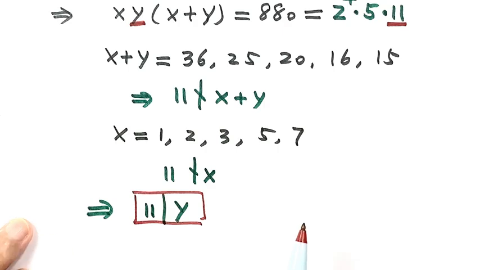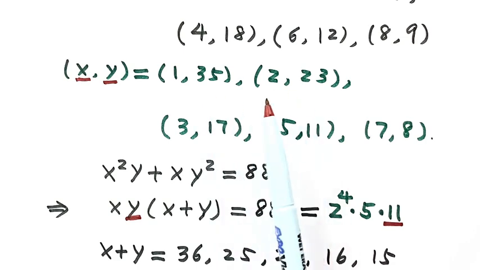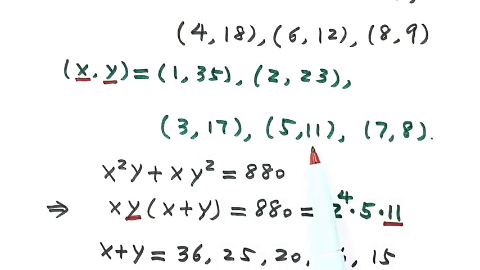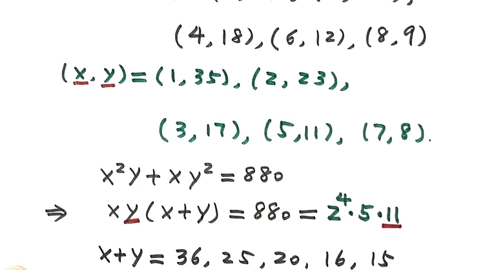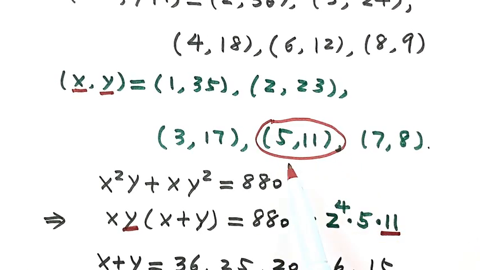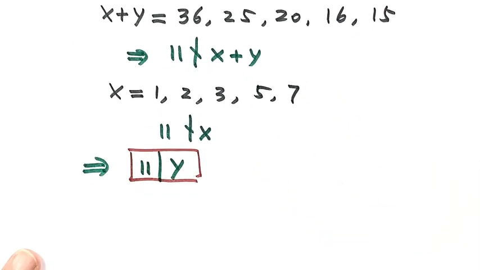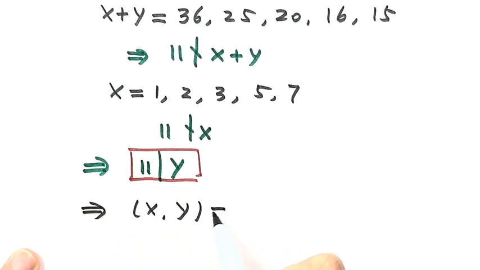Now let's look at the 5 possible sets. This is the only one that has 11 as a factor, so this is the solution for x, y: 5, 11. So x, y equals 5, 11. By checking, 5, 11 is a solution of the system of equations. Okay, so that's for the first case.